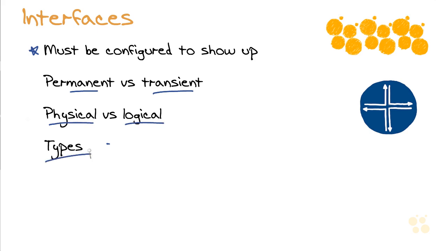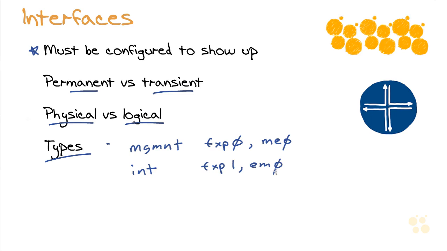And then there are lots of different types of interfaces with Juniper. There are management interfaces, for example, and this is for out-of-band management of the device. The specific interface you would see would be platform specific. For instance, you may be on a device where the management interface is FXP0, or you may be on a device where it's ME0. It all depends. There are internal interfaces. This is for connecting the control plane and the forwarding plane. Again, you might see this as FXP1 versus EM0, depending on what type of device you're on.